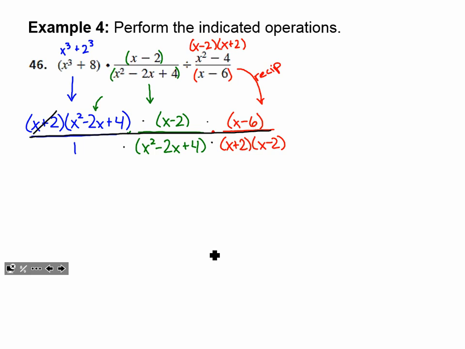Well, I've got an x plus 2 in both numerator and denominator. It's multiplied into both. It cancels. I've got that trinomial factor. That cancels. I've got x minus 2 multiplied into the numerator and denominator. That cancels. So my simplified answer is just x minus 6.